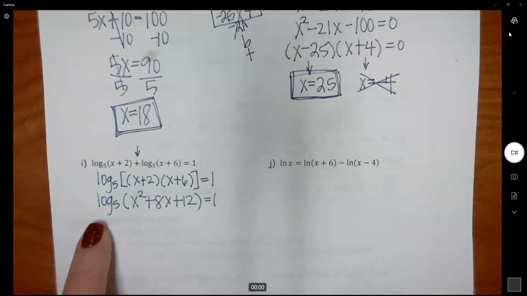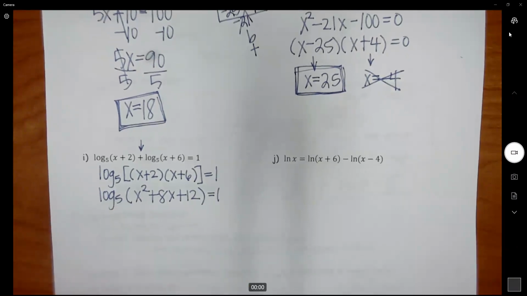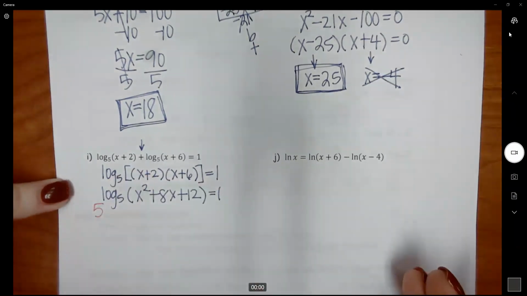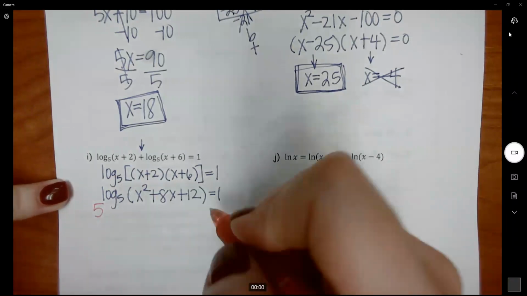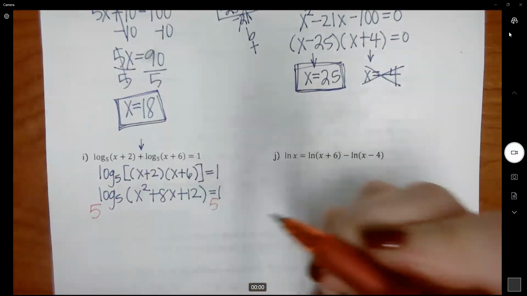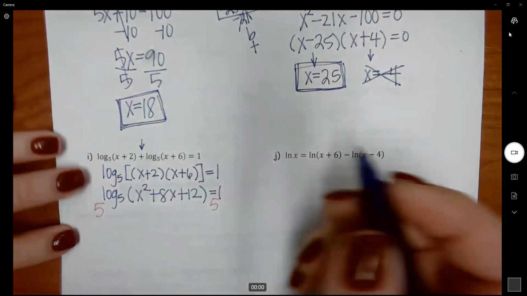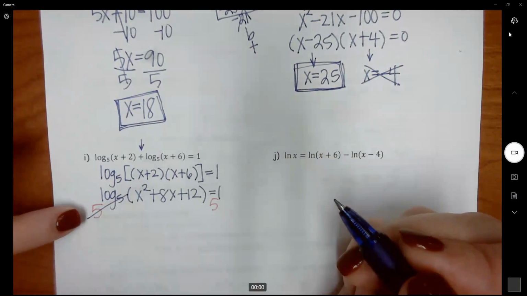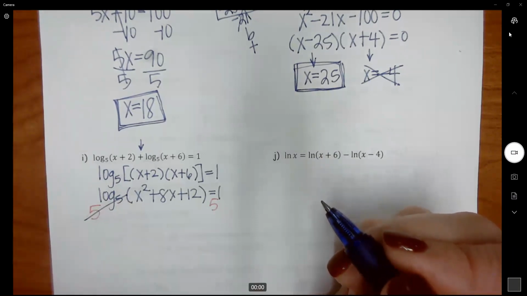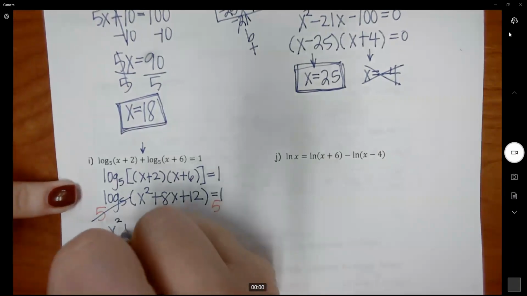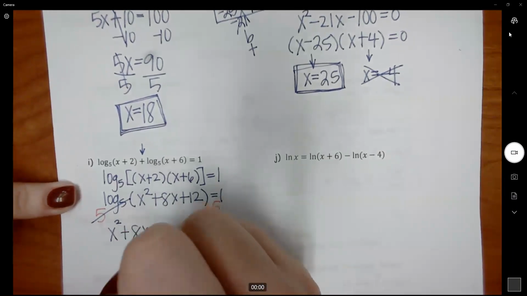Okay. What am I going to raise this log base 5 of? This needs to be raised to the exponent with a base of 5 because it's a base of 5 here. And what I do to one side, I will also do to the other. So those cancel. 5 raised to the log base 5 power cancel each other out. And we are left with x squared plus 8x plus 12.